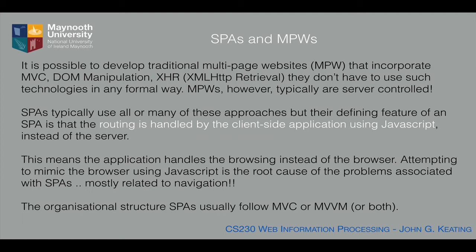Multi-page websites are typically controlled by the server. SPAs typically use all or many of the approaches that you see: model view controller, model view model, DOM manipulation, JSON, all that kind of stuff. Their defining feature is that the routing is all handled by the client-side application using JavaScript instead of the server. That means the application handles the browsing instead of the browser. Attempting to mimic the browser using JavaScript is the root cause of problems with SPAs, and it's mostly related to navigation. The organizational structure of SPAs usually follows MVC or MVVM, or both.